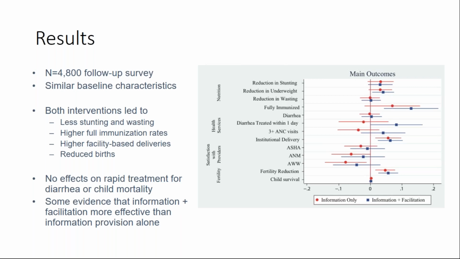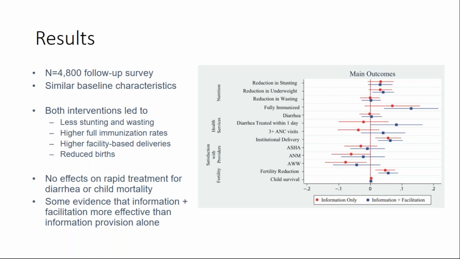Where we don't see effects of this intervention are in rapid treatment for diarrhea, which again is one of the important causes of both malnutrition and mortality. We also see no effect on child mortality in the study. As Angela pointed out, in the Uganda study, at least the first one, there was a very large effect seen on mortality, and here we don't see any such evidence of a reduction. And as I said, there's some modest evidence that the information facilitation is more effective than information provision alone.